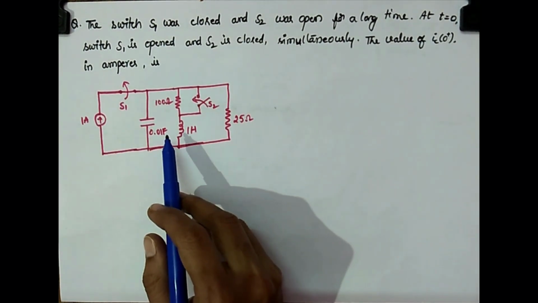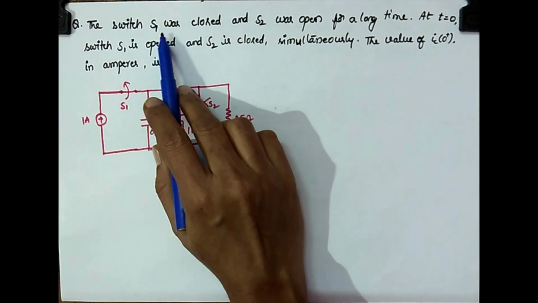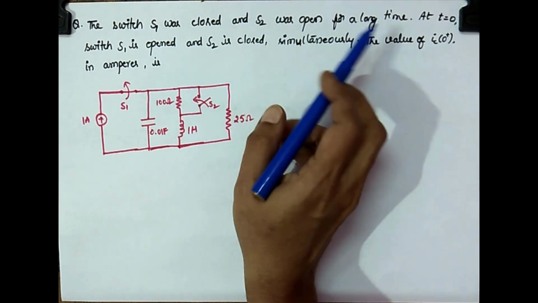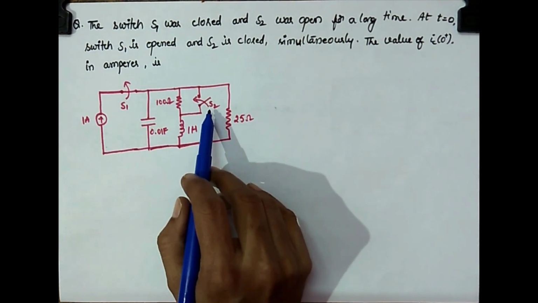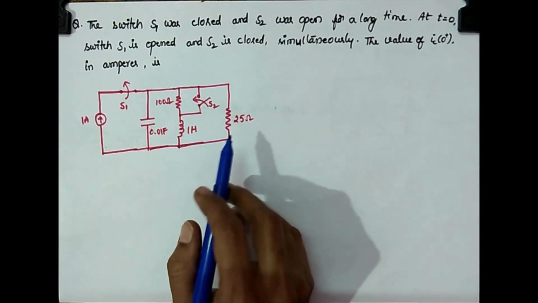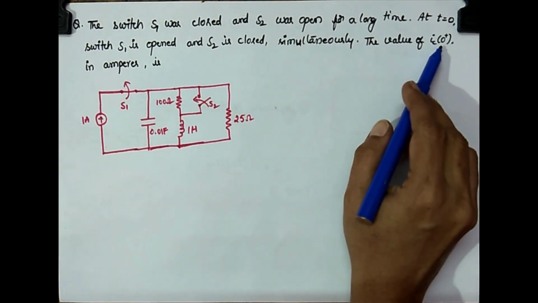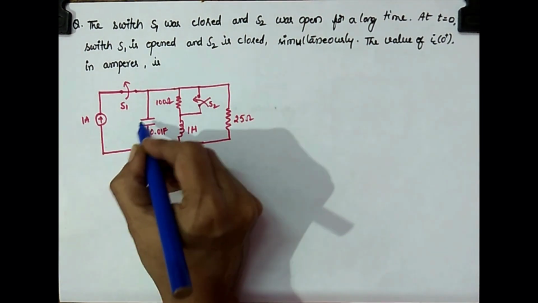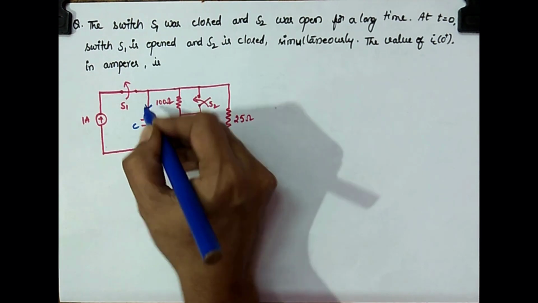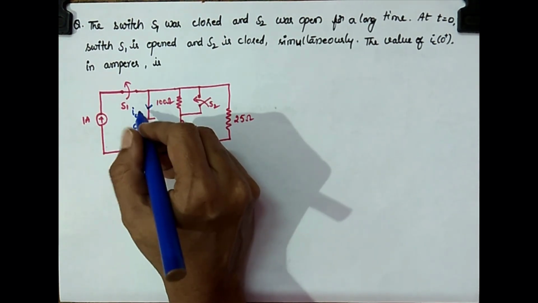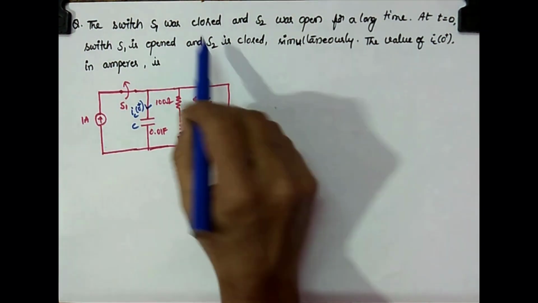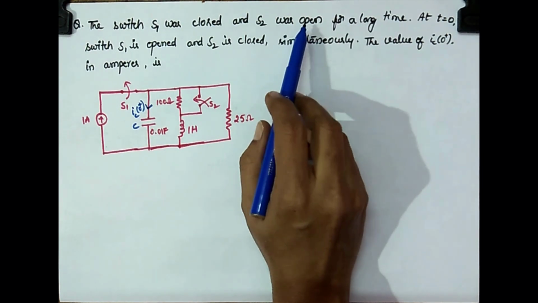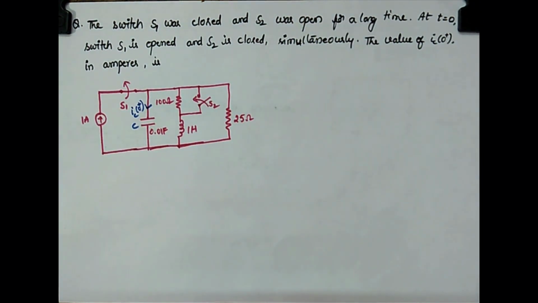This is the circuit given, and in this, switch S1 was closed and S2 was open for a long time. This is switch S1, which is closed for a long time, and this is switch S2, which is open for a long time. You have to find the value of IC(0+). What is IC? This is the capacitor C and the current through the capacitor is IC. You have to find IC(0+), meaning when switch S1 was opened and S2 was closed, the value of the capacitor current IC(0+). Let's see the solution.